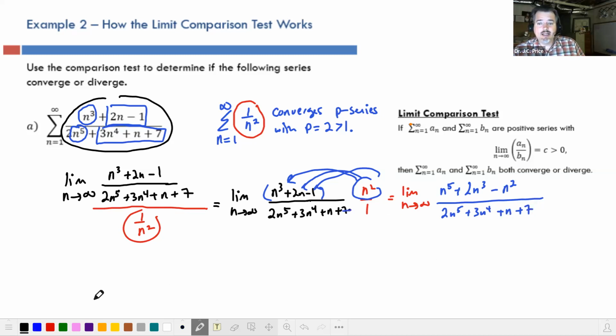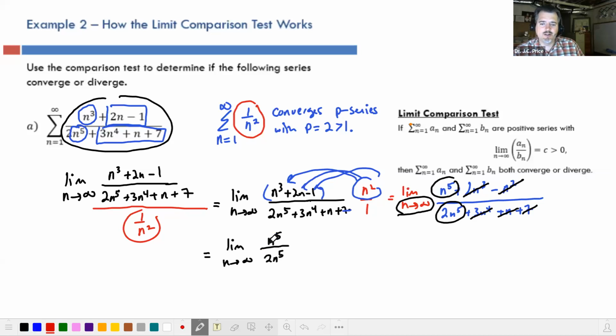And now I can take that limit as n goes to infinity. So I'm going to cancel off all the lower degree terms on top. So I just have this n to the 5th left over. And on bottom, I'm going to cancel off all the lower degree terms. I just have the 2 times n to the 5th left over. And remember, that's because I'm going to infinity, I'm allowed to do that. And so it's going to equal just the limit as n goes to infinity of n to the 5th, which is the term that dominates on top, and then 2n to the 5th, which is the term that dominates on the bottom.